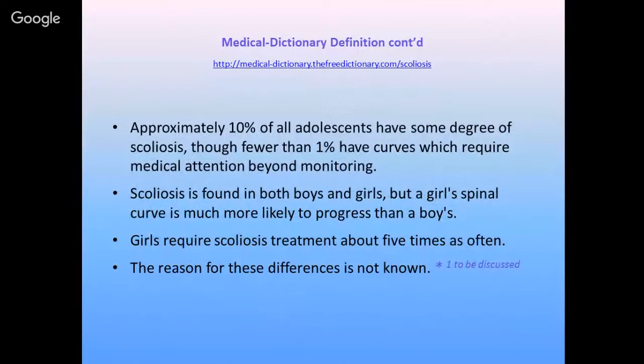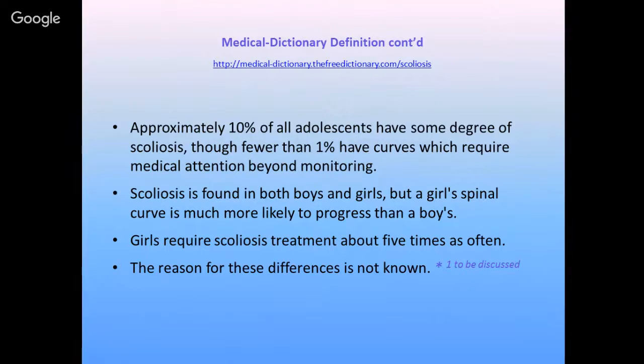Approximately 10% of all adolescents have some degree of scoliosis, though fewer than 1% have curves which require medical attention beyond monitoring. Scoliosis is found in both boys and girls, but a girl's spinal curve is more likely to progress than a boy's. Girls require scoliosis treatment about 5 times as often, and the reason for these differences is not known.